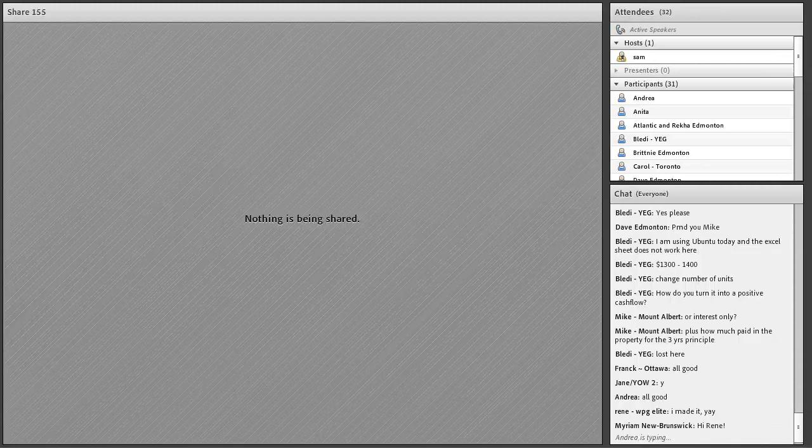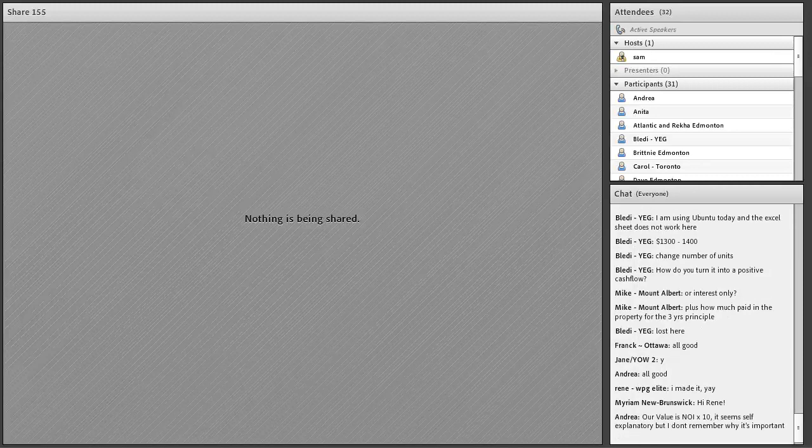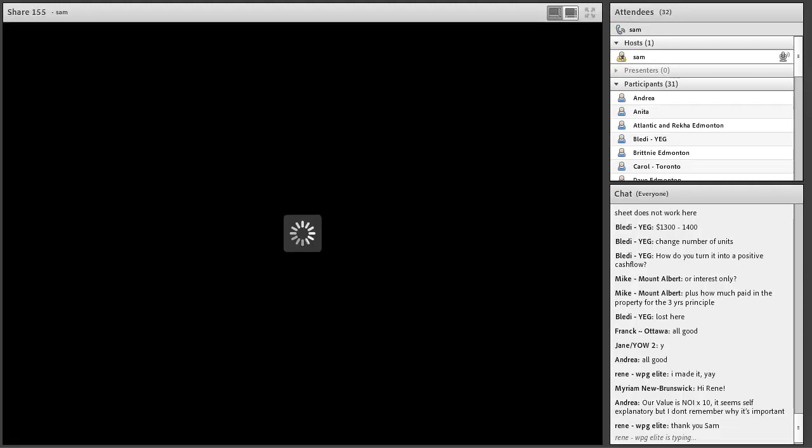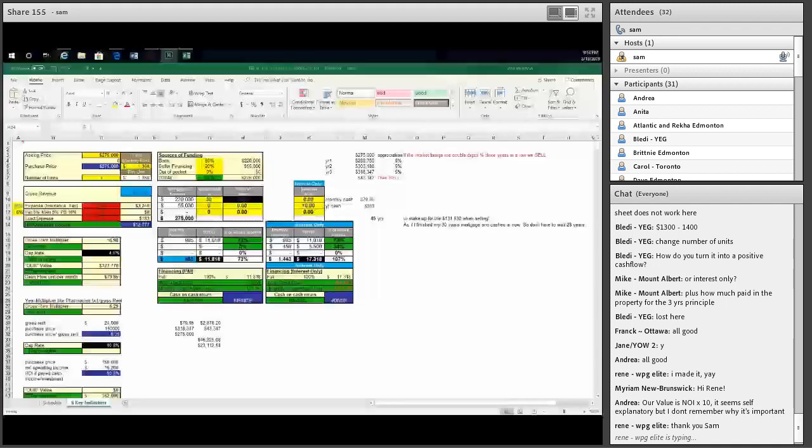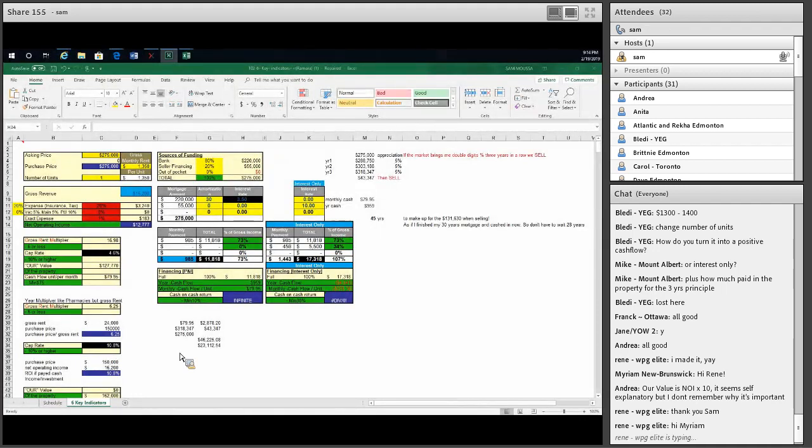So, going back to the property. Okay. Let's go back to the property. So I'll share my screen again, so we can review it again. Okay. So let's see. R value is NOI times 10. It seems self-explanatory, but I don't remember why it's important. Well, 10 cap rate. What does 10 cap rate represent? Well, it represents the return I would get if I paid cash for the property. Okay? So if I paid cash for the property, that's what that 10 cap rate represents.